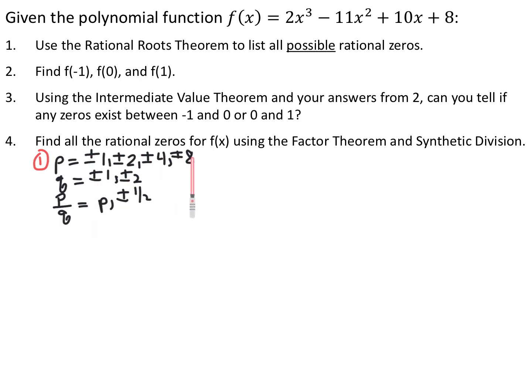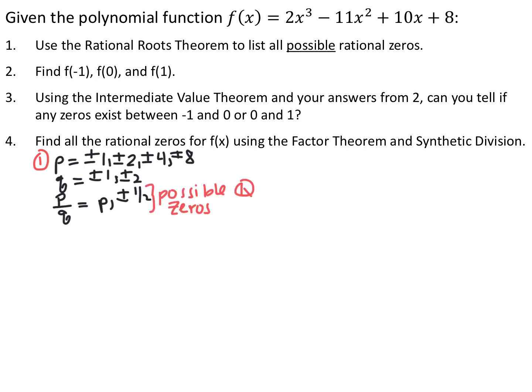So if we take each of these values and divide them by 1, we're just going to get that same list again. So I usually just write P to indicate these same values. Then I'm going to take all of these values and divide them by 2. So 1 divided by 2 is 1/2. 2 divided by 2 is 1. We already have that one written, so I'm not going to write it again. 4 divided by 2 is 2, already written. And 8 divided by 2 is 4, and we already have that one written either.